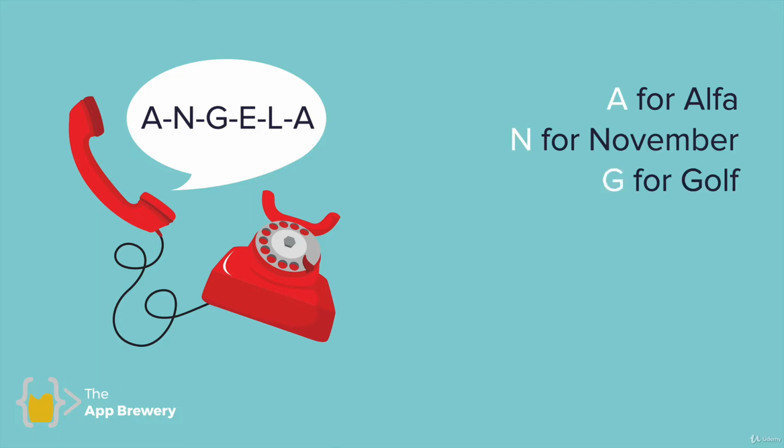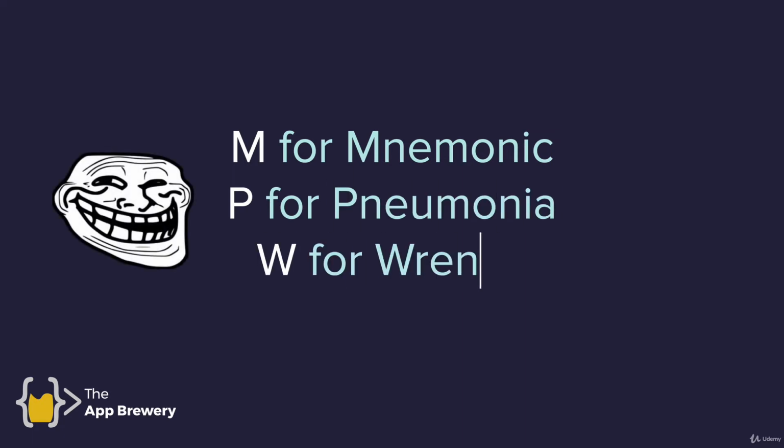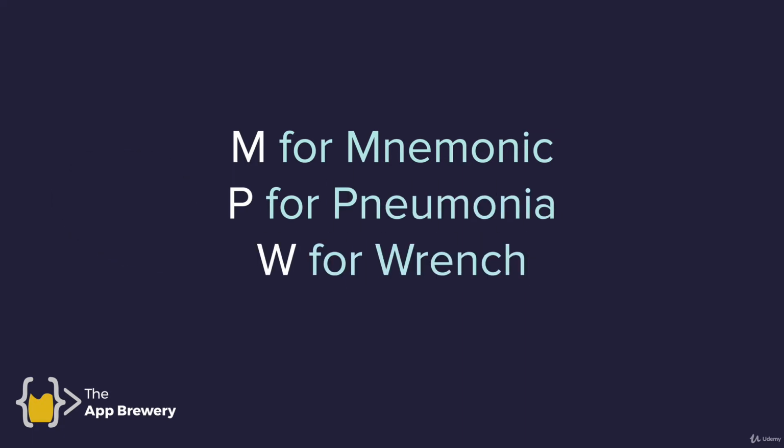In these cases, often I have to sort of default to some sort of naval alphabet where I say A is for Alpha, N for November, G for Golf, and then at some point I forget what E stands for. I'm like, E for elephant? And there have been times where I've just completely taken the mick and said things like M for mnemonic, P for pneumonia, W for wrench, which doesn't make any sense at all because these are silent letters. And I've had some very angry people, but it was quite fun.